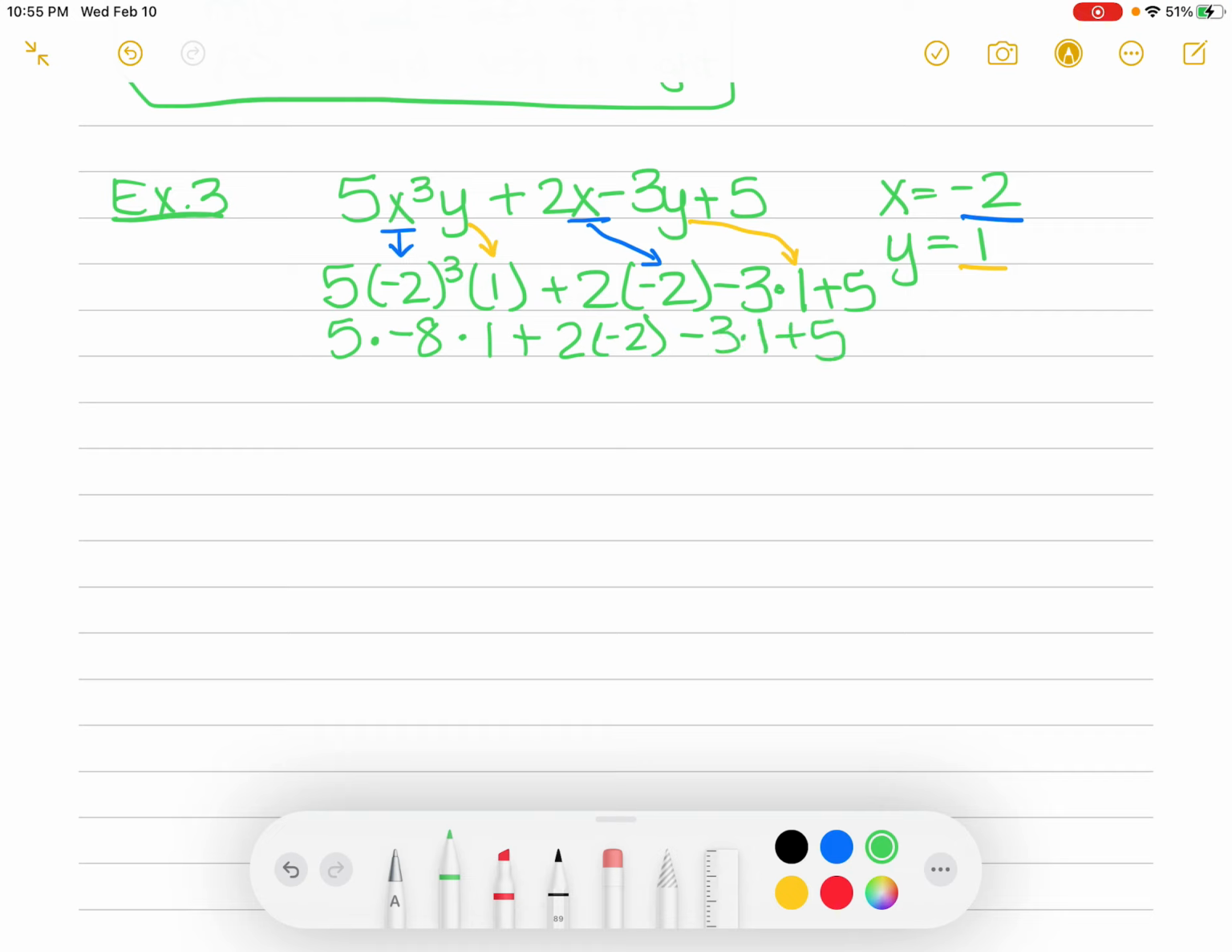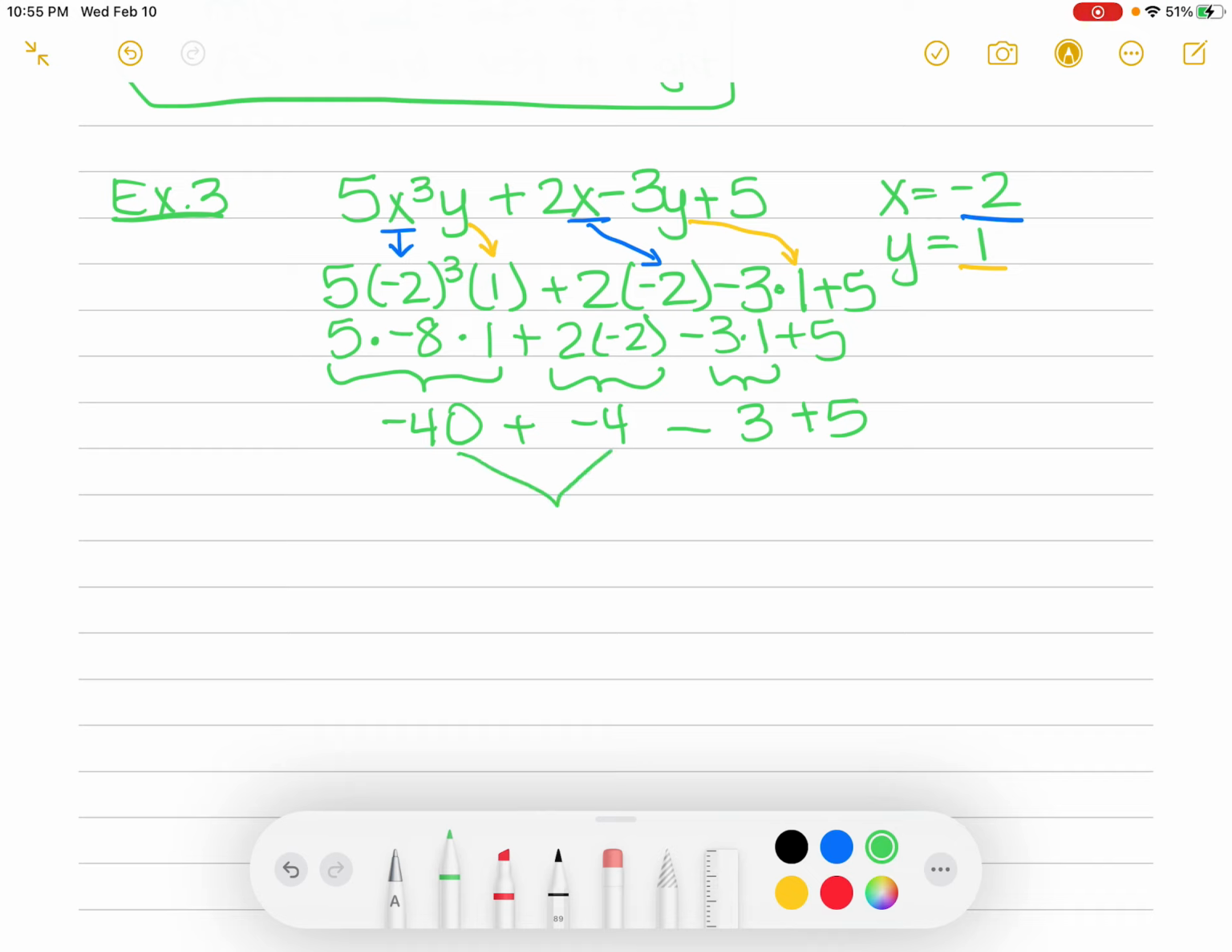Okay, now I do multiplication and division from left to right. Well, I only have multiplication. Okay, so I'm going to do all of this first, and that's going to be negative 40 plus negative 4 minus 3 plus 5. Okay, my minus sign is way up high. Minus.